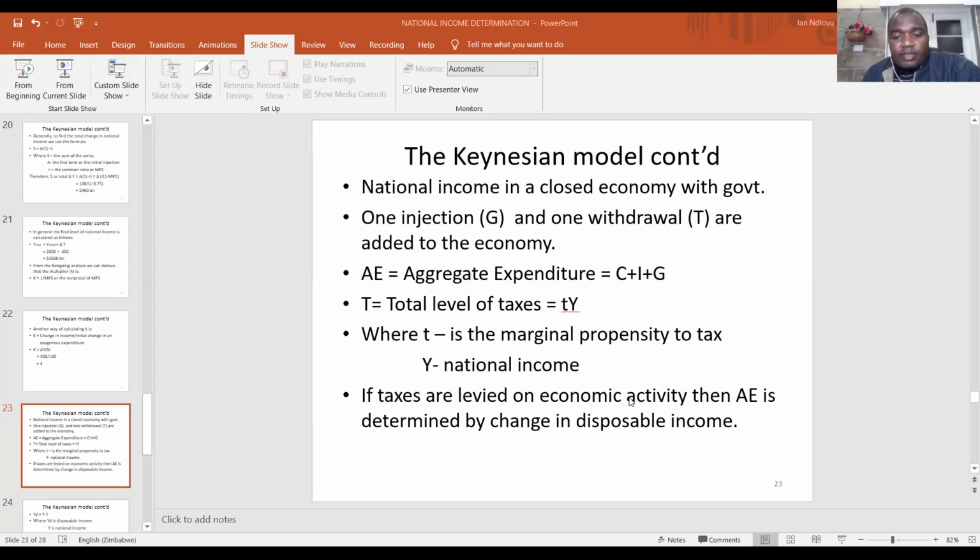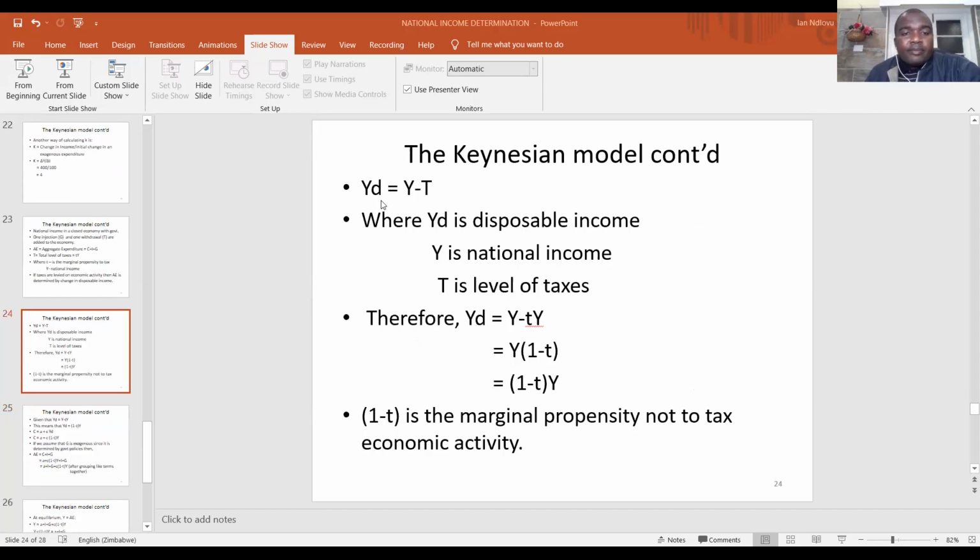If taxes are levied on economic activity, then aggregate expenditure is determined by a change in disposable income as opposed to a change in national income per se. So our disposable income YT is simply equal to Y minus capital letter T. But recall that capital letter T is simply tY. So YT is simply equal to Y minus tY. And then we factorize Y, and we get YT being equal to Y factor of 1 minus t.